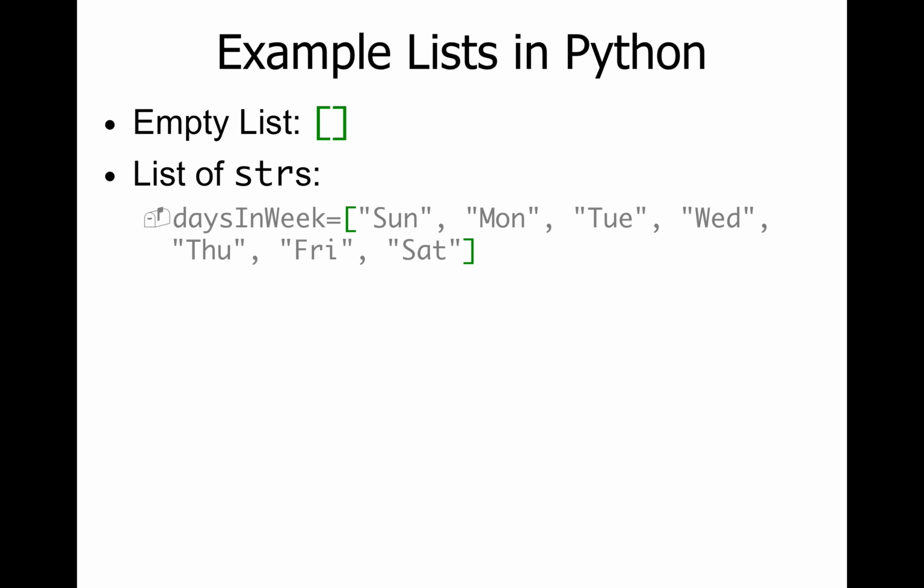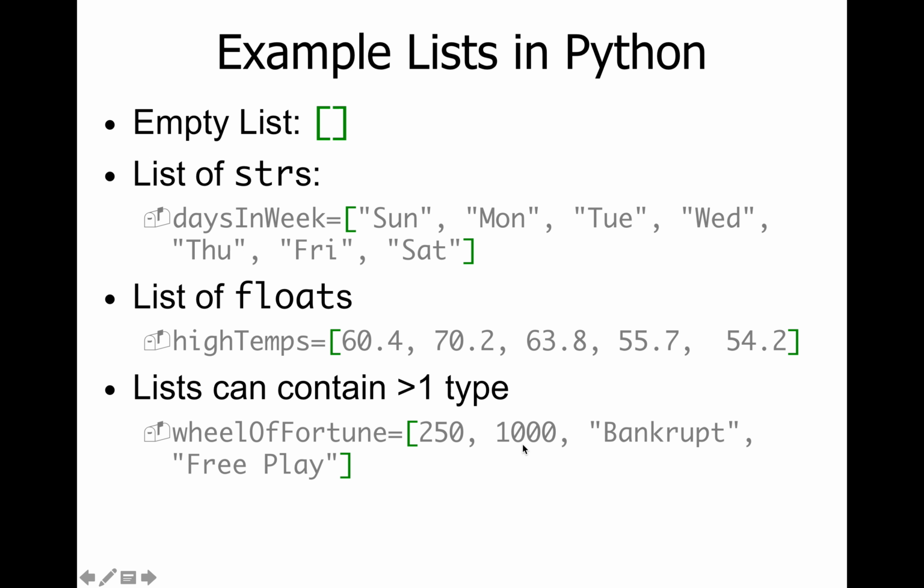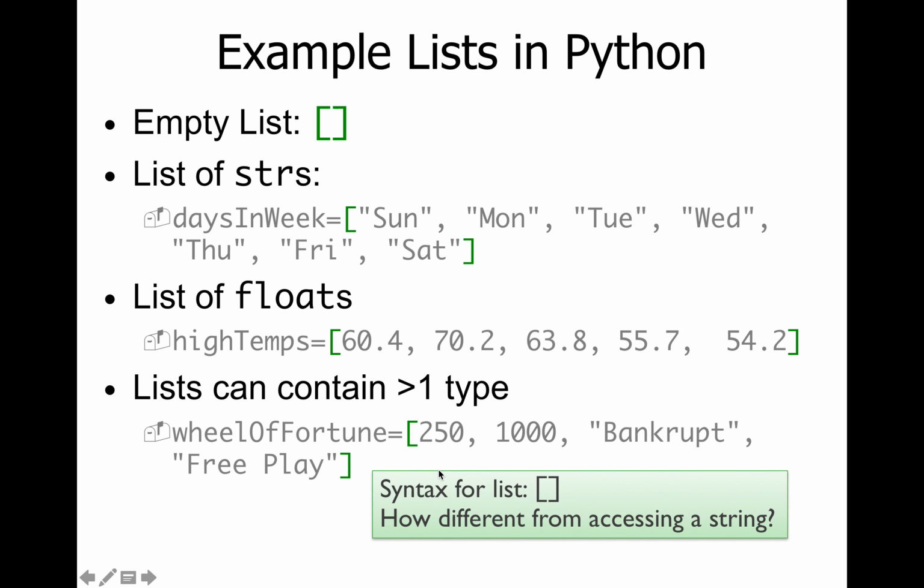So just to give you some examples, we have the empty list, which is just empty square braces. We can list the days of the week. Again, everything goes inside square braces to indicate the list. So here are all my elements, my days of the week: Sunday, Monday, Tuesday, Wednesday, Thursday, Friday, Saturday. I could have a list of floats. I could have a list of a bunch of different types, like Wheel of Fortune, 250, 1,000, bankrupt, and free play. And the syntax for lists is really no different from accessing a string.